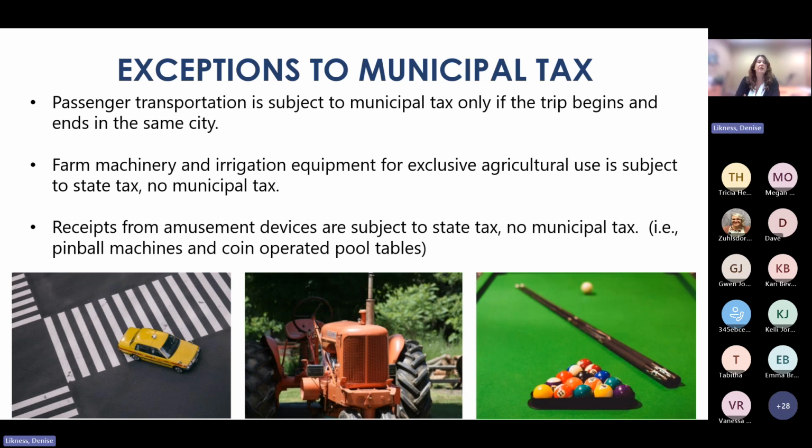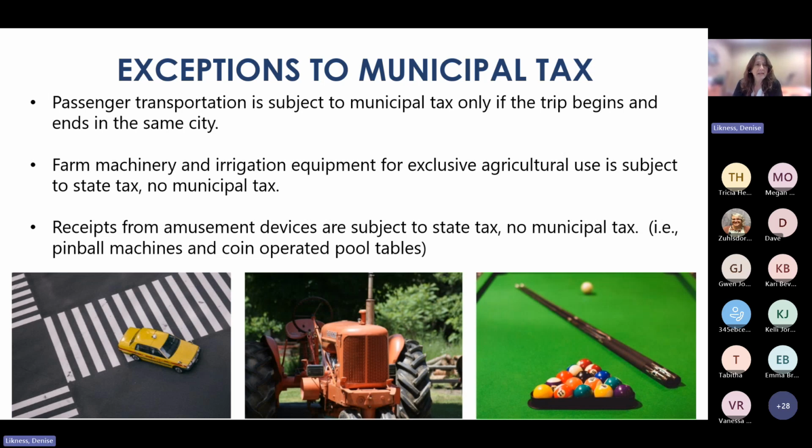Farm machinery and irrigation equipment for exclusive ag use only is only subject to state tax. It's not subject to city tax. That's an implement dealer. If they sell you something, it's going to be just subject to the 4.2, even if they are located in the city of Watertown or in the city. So there's no city tax on it, no matter where you purchase it, if you have it delivered or if you purchase it in the city.